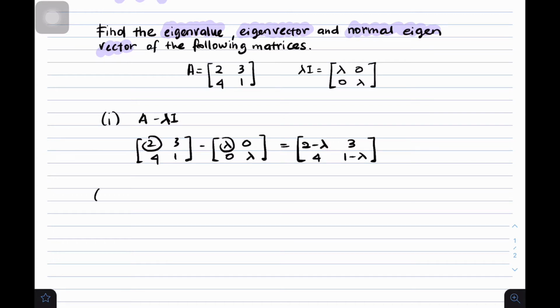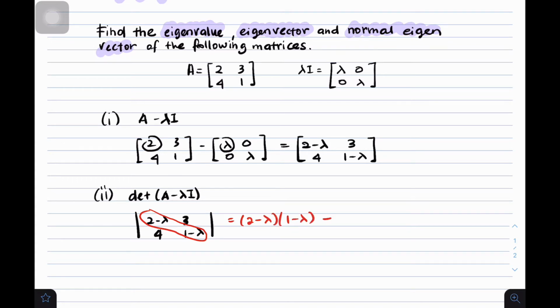Next, the second step to find the eigenvalues is to find the determinant of A minus lambda I. That means we need to find the determinant of the matrix 2 minus lambda, 3, 4 and 1 minus lambda. We have learned before how to find determinants for a 2 times 2 matrix. To find the determinant, you multiply 2 minus lambda with 1 minus lambda, minus 4 multiplied by 3, which gives you 12.